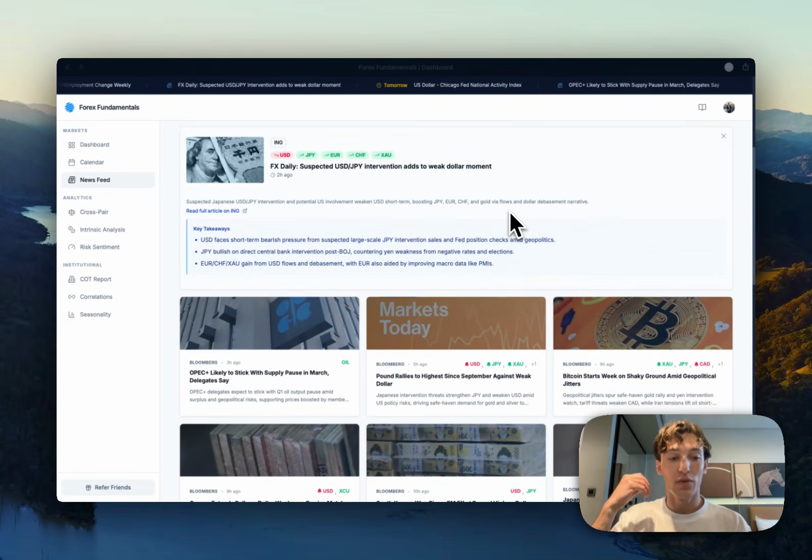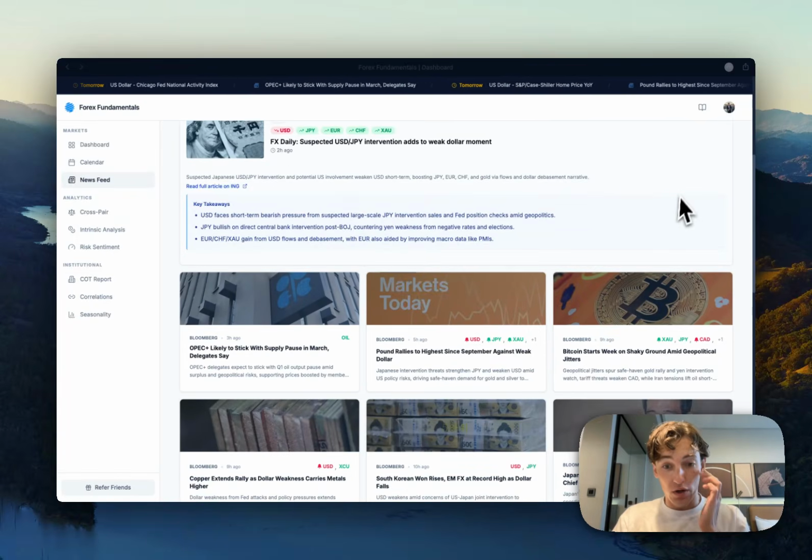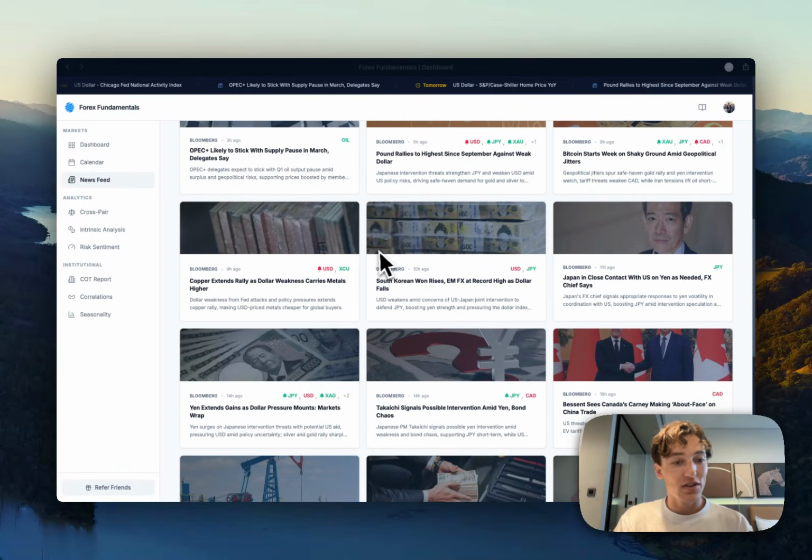And what Forex Fundamentals does is it filters only the relevant articles, telling you something that's actually useful, not something that happens in the past. Otherwise, the sentiment wouldn't make sense either. So yeah, it's really nice.